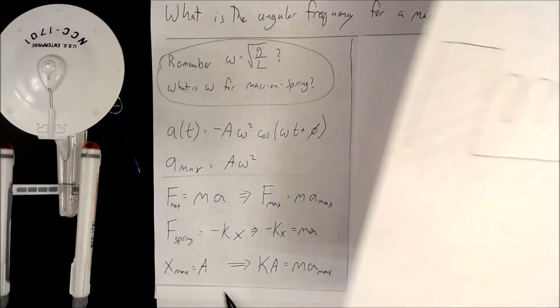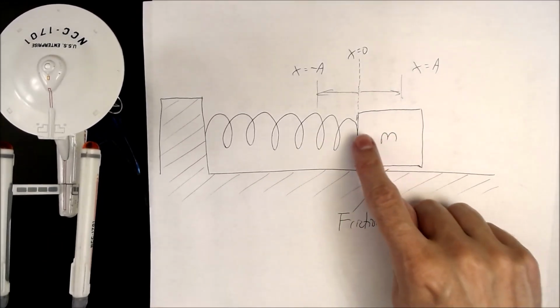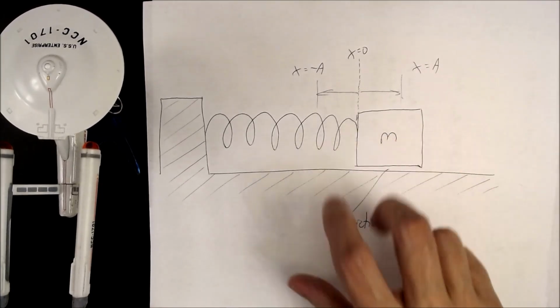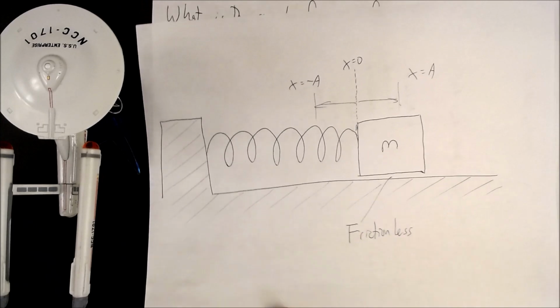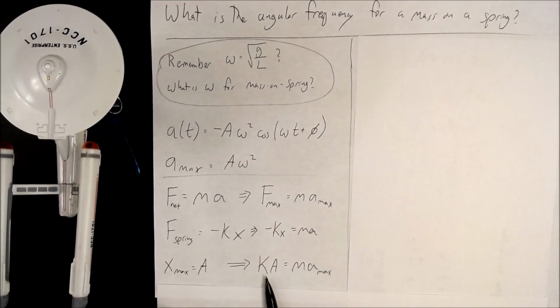The amplitude is a measure of how far it gets from equilibrium. And the farther you get from equilibrium, the more spring force there is. So if the amplitude is the maximum amount, it makes sense that the maximum force is going to be spring constant times the maximum shift from equilibrium. That's equal to the mass times the maximum acceleration.